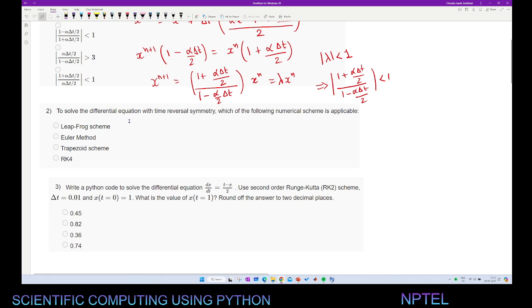Second one: to solve a differential equation with time reversal symmetry, which of the following schemes is applicable? Perhaps you can write the answer in the chat box.